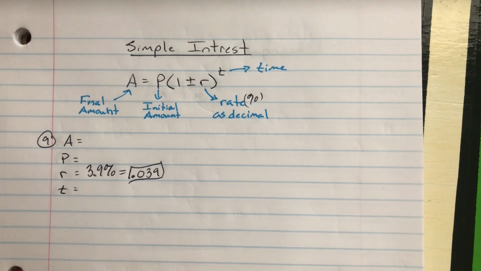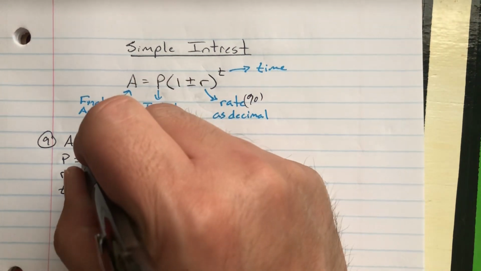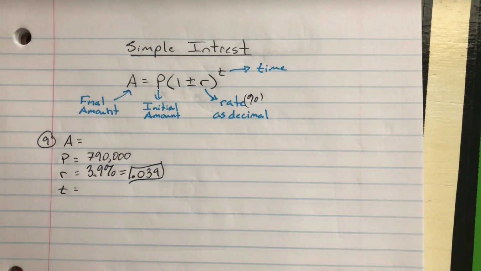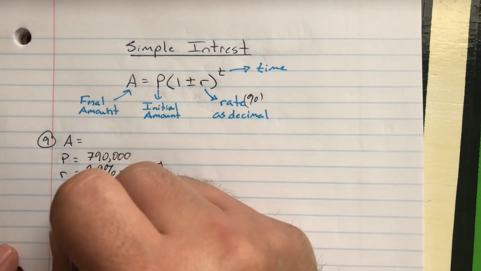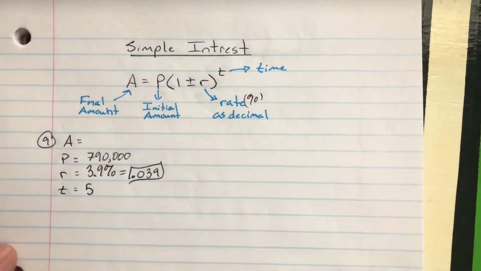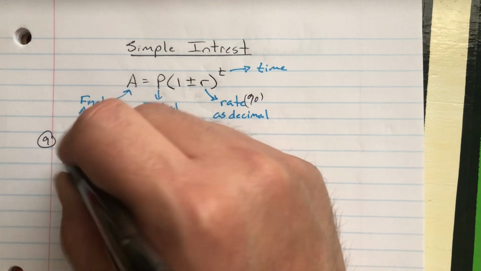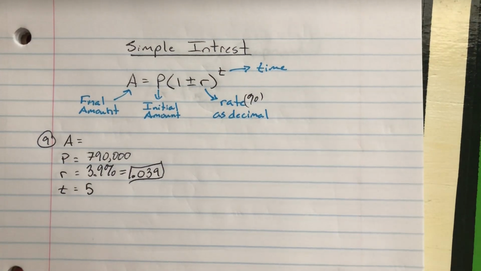And it says if the population in 2010 was approximately 790,000, so this is our initial value, 790,000. It says what is the predicted population for 2015? So if we started our data at 2010 and we want to know how much it's going to be in 2015, the time that has passed between that is 5 years. So our time is 5. And what we're trying to find is the final amount. How many people will there be after 5 years?